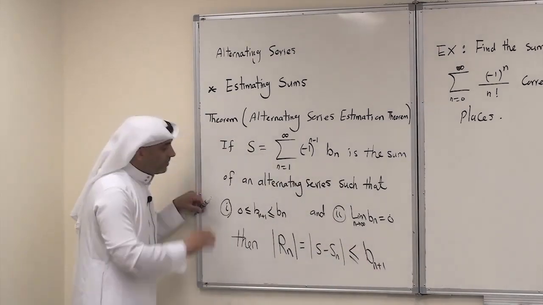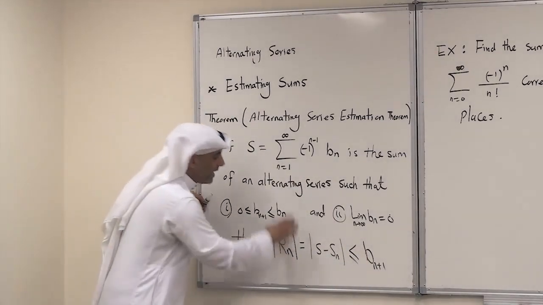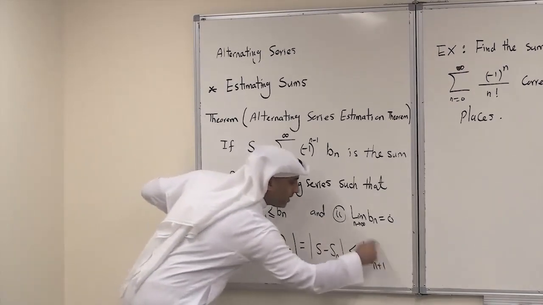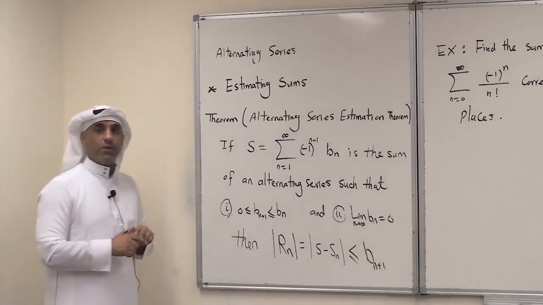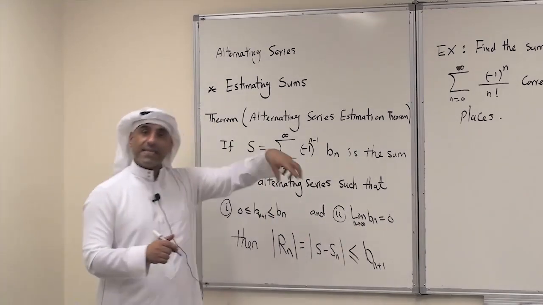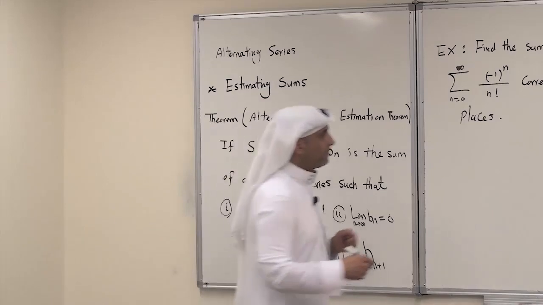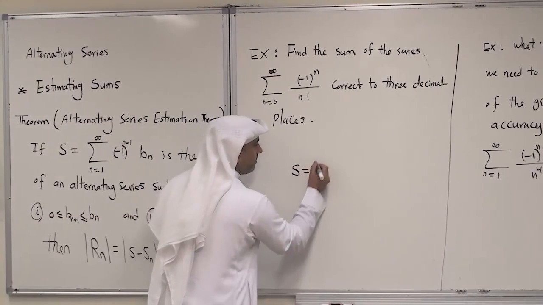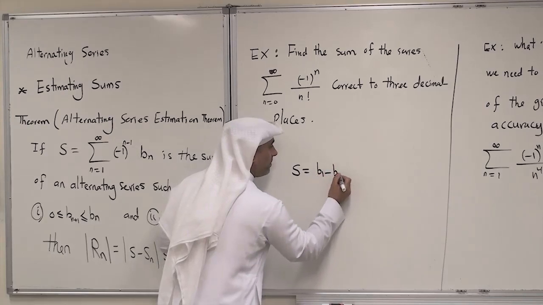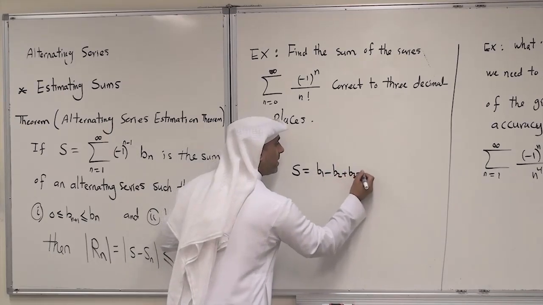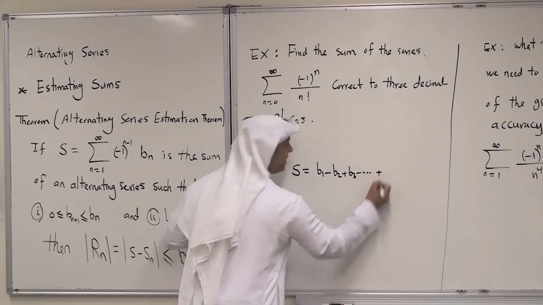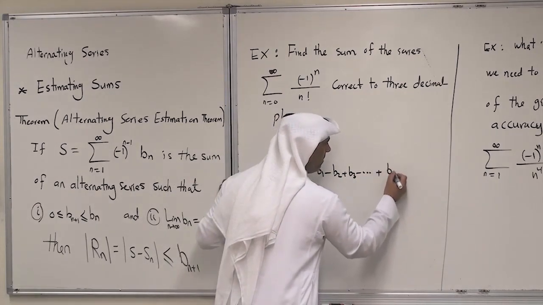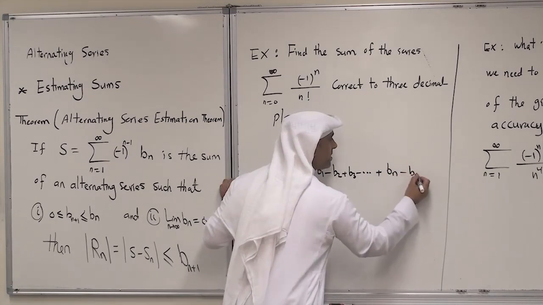So that is a very nice theorem, very strong theorem, that tells us something about an upper bound for the error: the absolute value of the error is always bounded by Bn plus 1. So what is Bn plus 1? It is the next element in the sequence. So let me just say something here. This is the sum we have. The sum is, we said, B1 minus B2 plus B3 minus plus etc. up to, let us say, Bn minus Bn plus 1 plus etc.